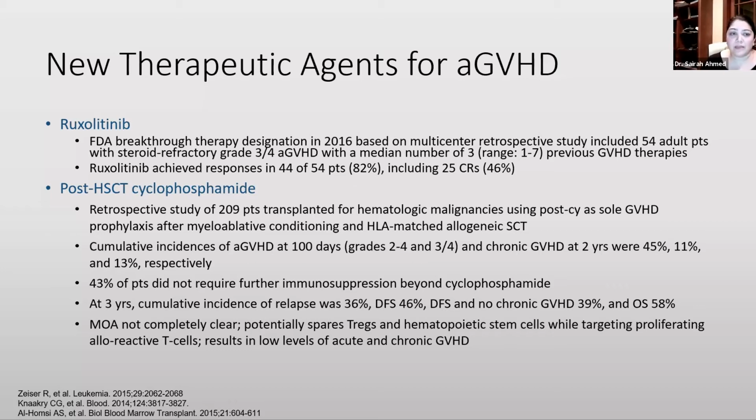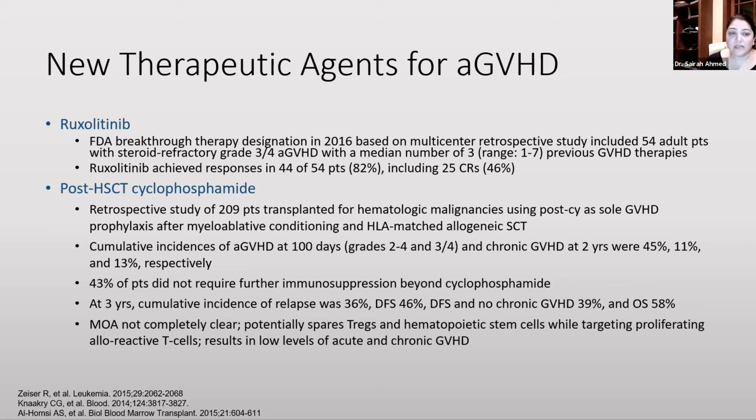Post-transplant cyclophosphamide was explained very nicely by Dr. Bashir. And it is being used not only for patients receiving haploidentical transplants, but also now there is generally a switch to use it for both matched unrelated and matched related transplants, both with myeloablative regimens and reduced intensity regimens. As you can see, it decreases acute GVHD and chronic GVHD.